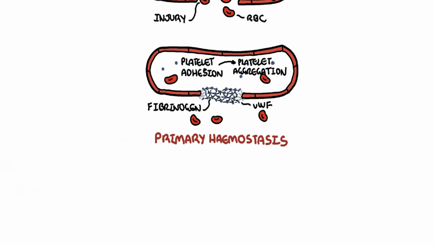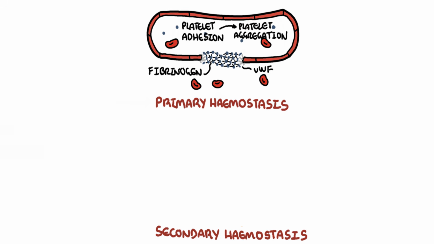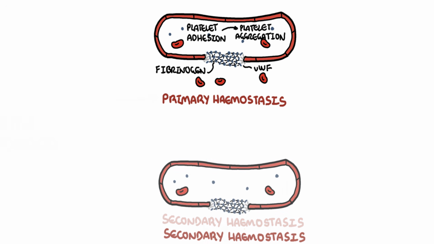Primary hemostasis is followed by secondary hemostasis, where clotting factors are activated, leading to an end product, which is a fibrin mesh. This stops bleeding and allows tissue healing. Bleeding disorders can occur when there is a problem in primary hemostasis or secondary hemostasis.